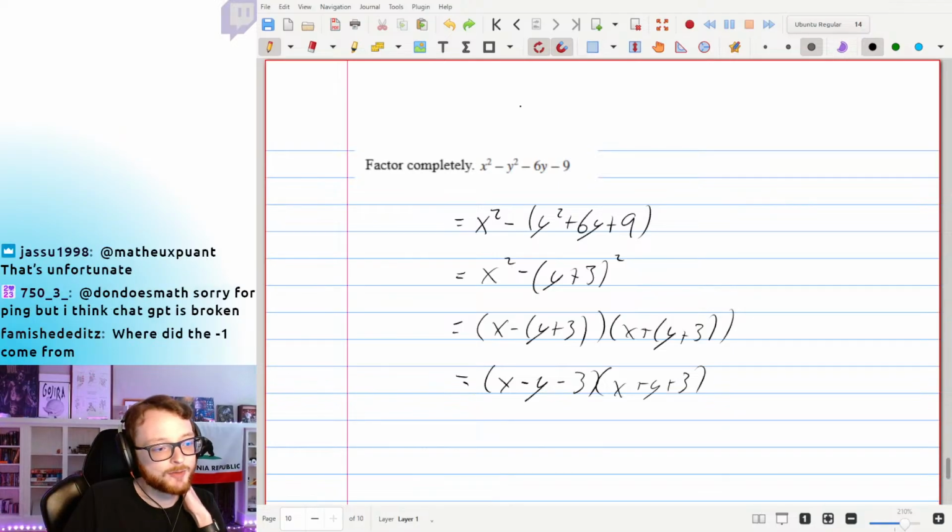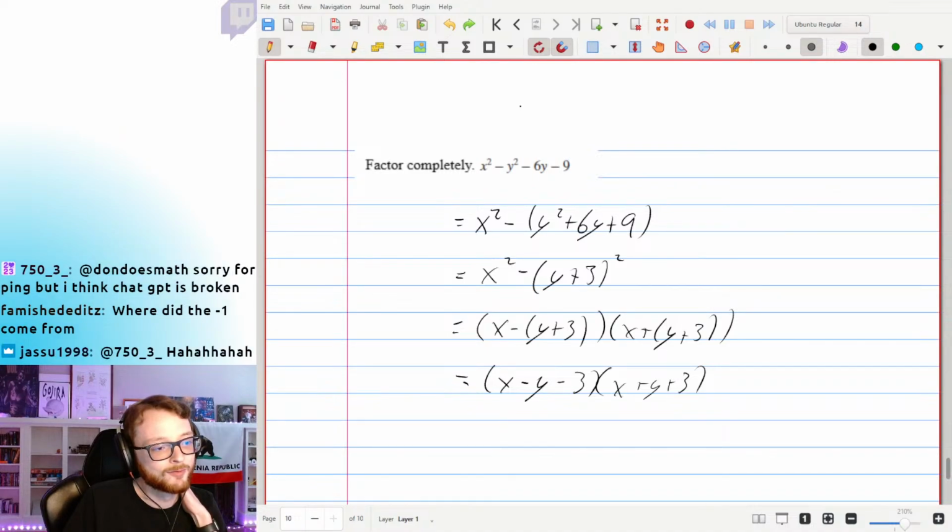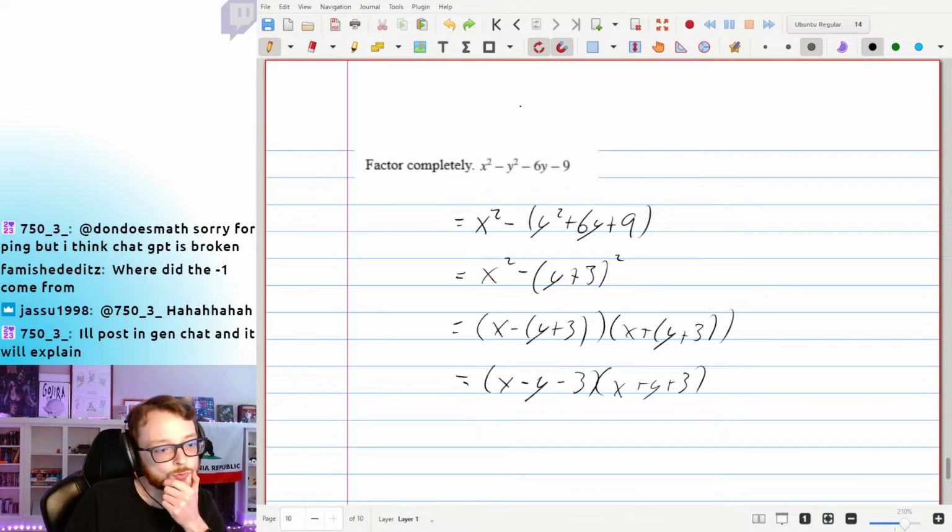You think ChatGPT is broken? Why is that? Where did the -1 come from? Like this -1 here? All these have negative signs, and that's like being multiplied by -1. So you can factor that out. But if there's a -1 somewhere else, I'm not sure which one you mean.